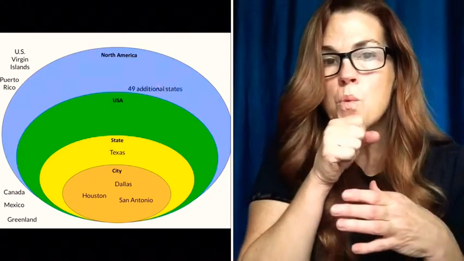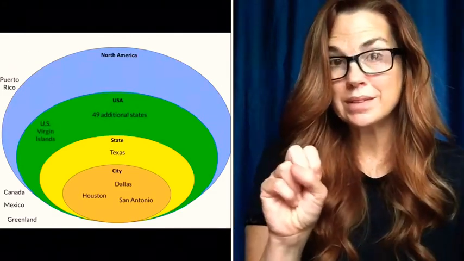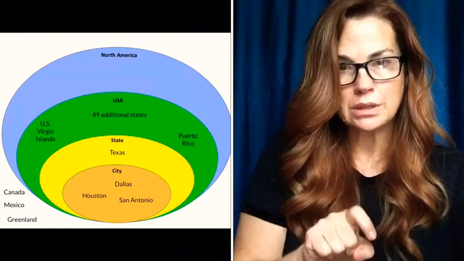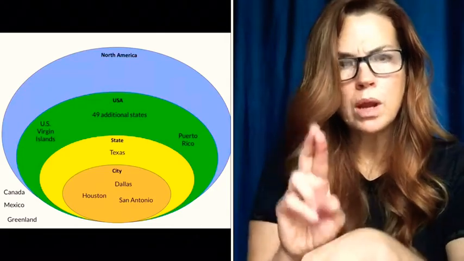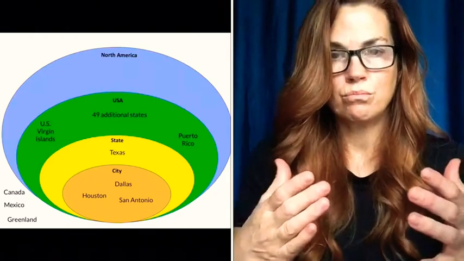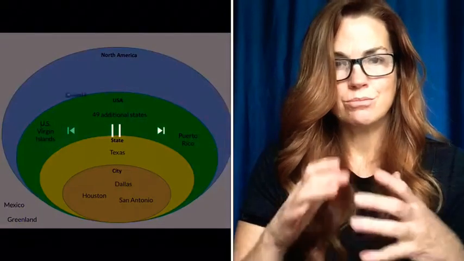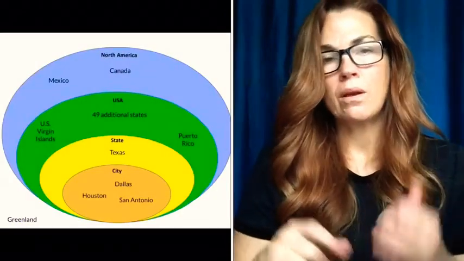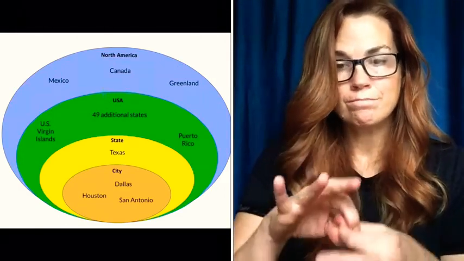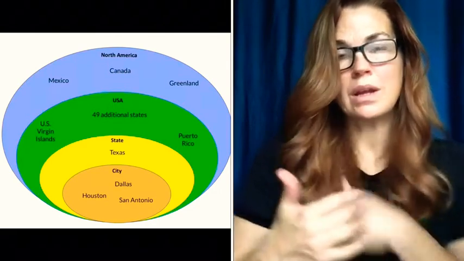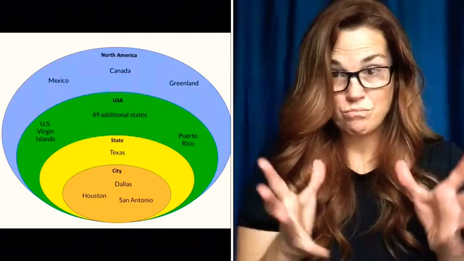Finally, the United States is made up of more than just Texas. There are 49 additional states, but there are also territories like the U.S. Virgin Islands, Puerto Rico, and other locations. This set of the United States also includes the state of Texas, which also includes all those cities. Finally, North America is made up of the United States, but also includes countries like Canada, Mexico, Greenland, and there are some others. These are all part of North America, which includes the United States, which includes the state of Texas, which includes the cities of Houston, Dallas, San Antonio, and some others.